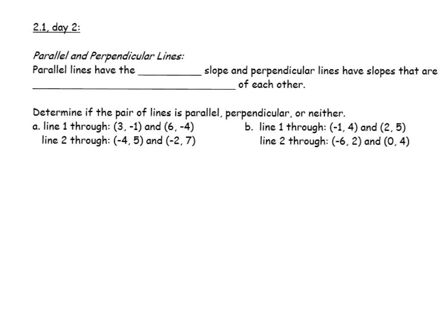The second part in lesson 2.1 has us looking at parallel and perpendicular lines, along with some application. If you have two lines that are parallel, you know that their slopes are the same. And if two lines are perpendicular, then the slopes are negative or opposite reciprocals of each other. Which means one has to be positive, one has to be negative, and then they're reciprocals.